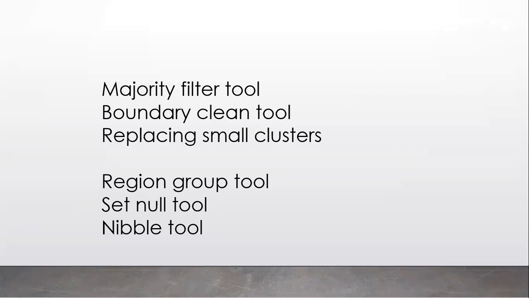And these are the tools applied for what? For post classification smoothing, there is the majority filter tool, the boundary clean tool, and replacing small clusters. For replacing small clusters, we will use these three tools: region group tool, set null tool, nibble tool. Explaining these tools and all those things is just a waste of time. I will show you these kinds of tools in GIS if people meet together in the classroom. I will show you these tools in the software, how these kinds of tools are applied.